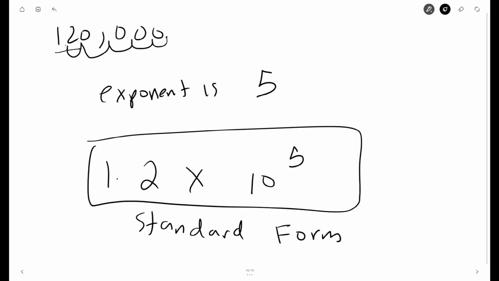Because 1.2 times 10 to the 5 is 120,000 in decimal form.